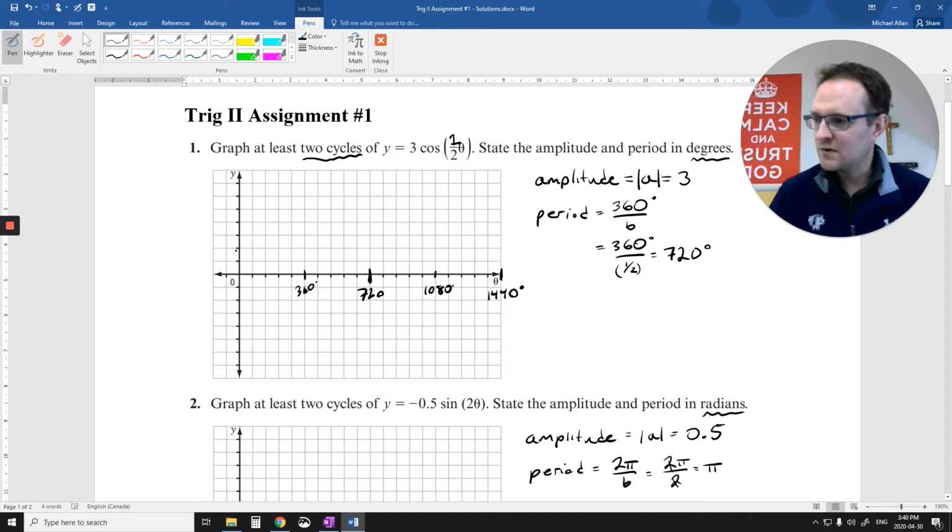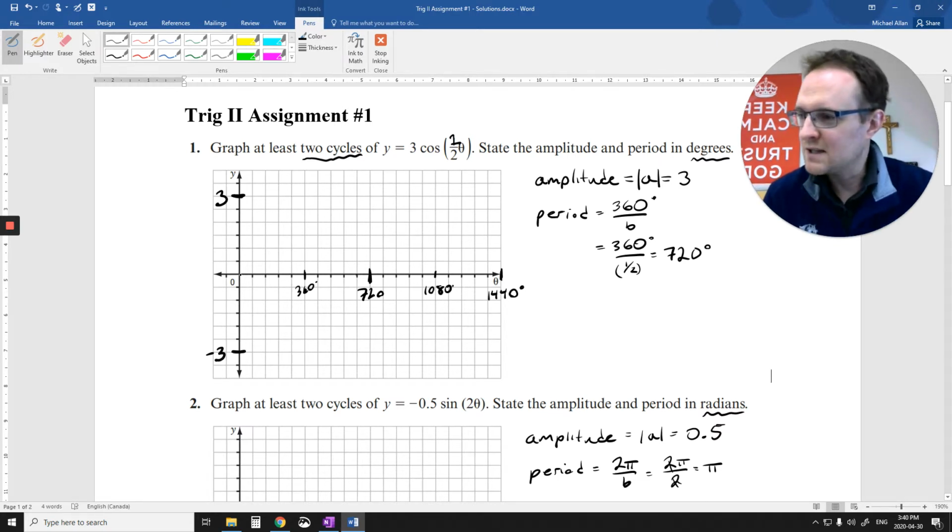We have an amplitude of 3 though. 1, 2, 3, 4, 5, 6. So let's just say that this is 3 up here. That means 4, 5, 6. That means this is also -3. I'm just going to try to use as much of this graph as possible.